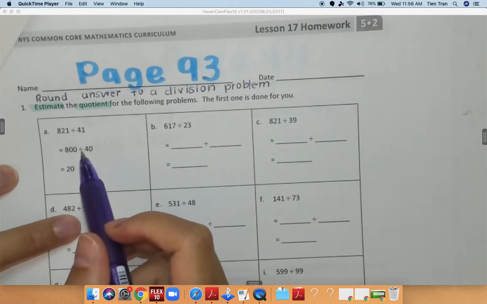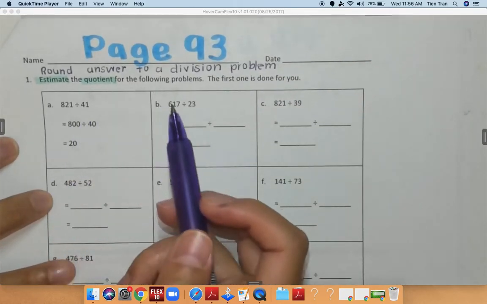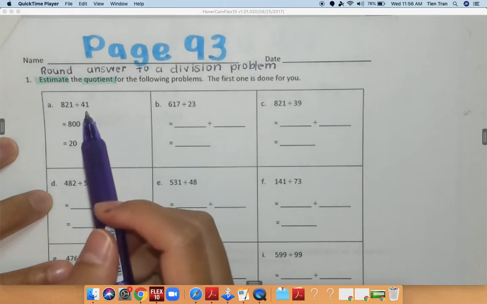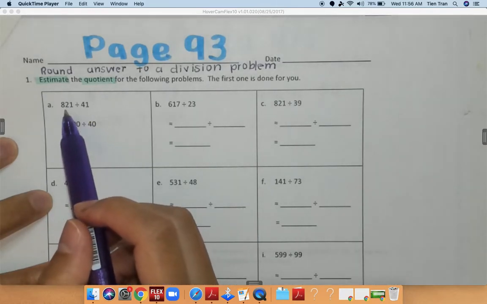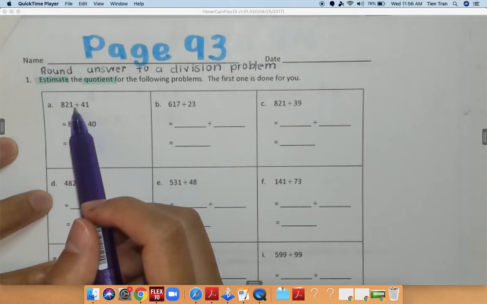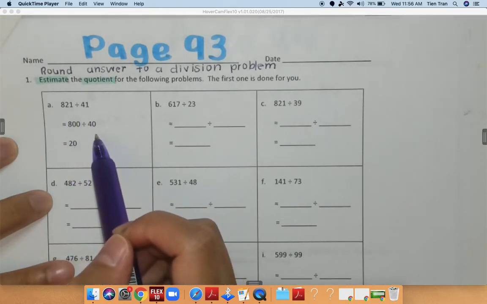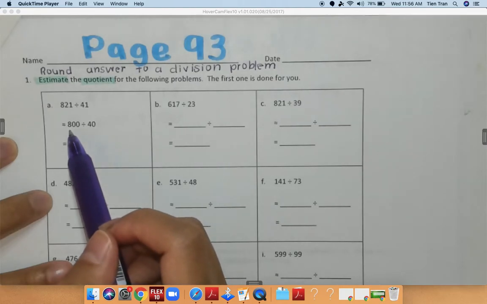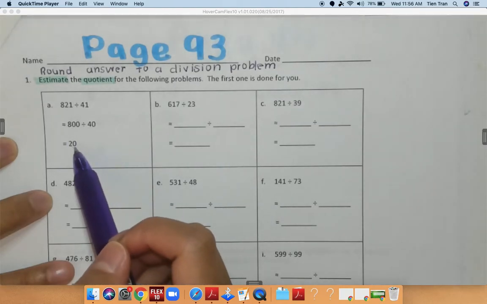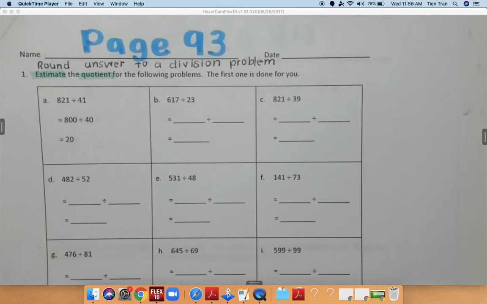Now, for A, they give you an example so that you can look at. If you're looking at it, you notice that they are rounding. They're rounding 821 or estimating 821 to 800 and 41 to 40. Very interesting. After you round, 800 divided by 40, you get 20 as your final answer. So that's what we're going to do for the rest of the problems.